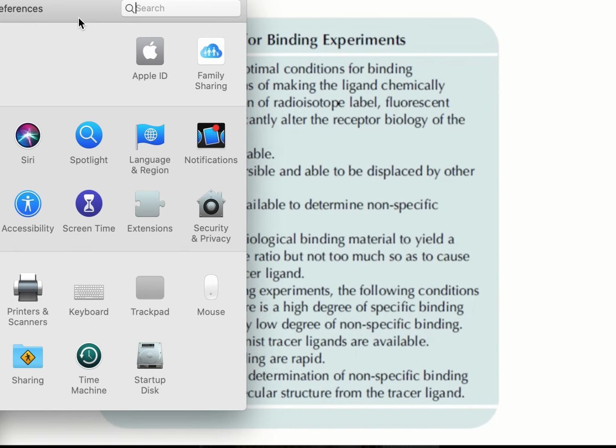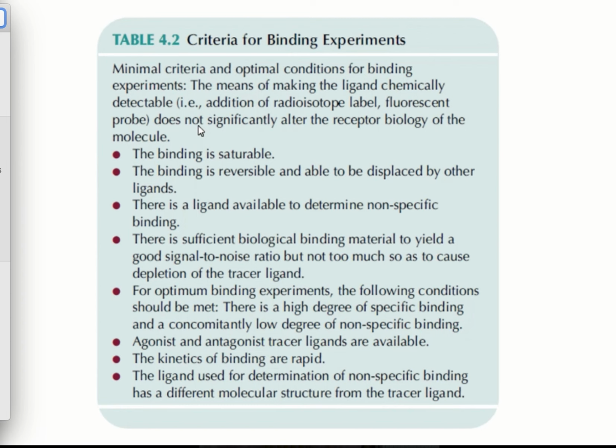So you need to make sure that the amount that sticks is negligible compared to the amount that you have floating around up here. You generally want to have high specific binding, low non-specific binding. You need to have agonist tracer ligands, and you need to have antagonist tracer ligands if you're going to do different experiments. We generally don't want to wait around forever, and so we want something that binds quickly with fast kinetics.